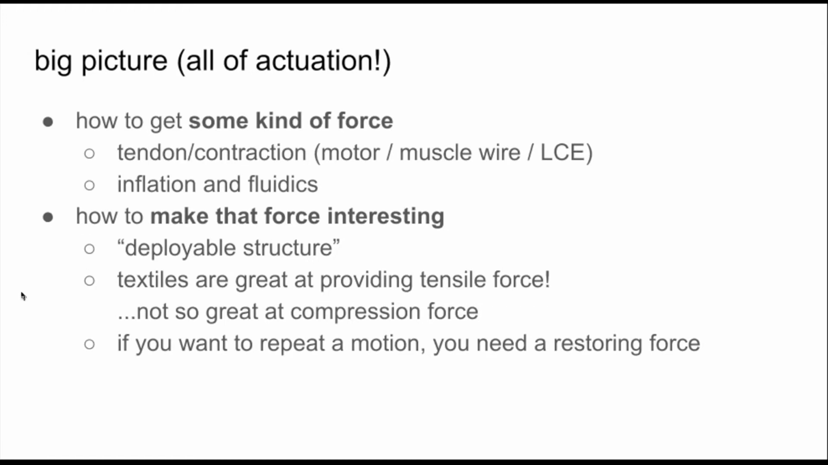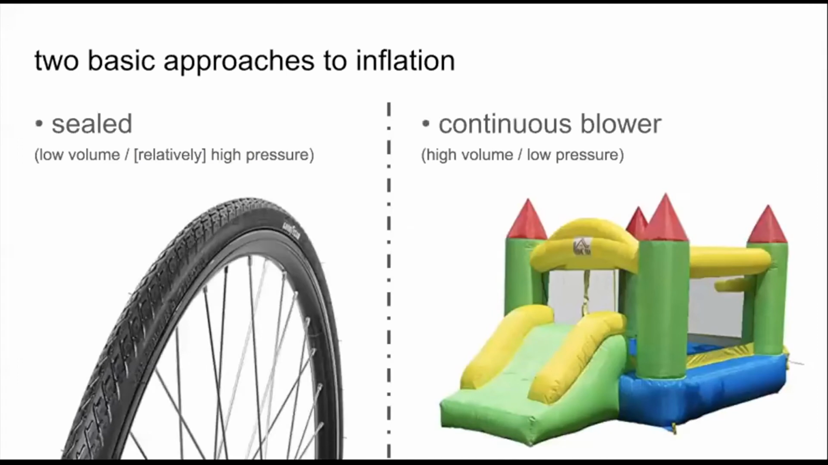Another great category of soft interface stuff is inflation. Two main categories here, actually. One is inflating a sealed chamber, airtight, relatively high pressure, as opposed to the other approach, which is a continuous blower. Think of a bouncy castle, right? Where the surface that contains the air is actually full of holes. Fabric is known for its holes. So it's not really an airtight volume, but there's enough air flowing through it to give it a shape.